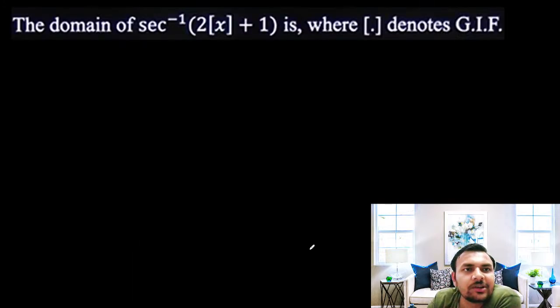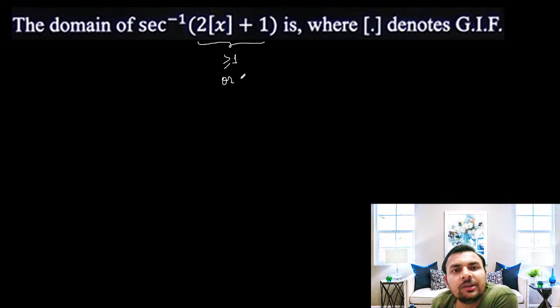So this was the function. I don't know what was that doubt in that. In this, what will happen? Sec inverse. Anything going in sec inverse should be bigger than or equal to 1, or less than or equal to minus 1. So it should be minus infinity to minus 1 union 1 to infinity.